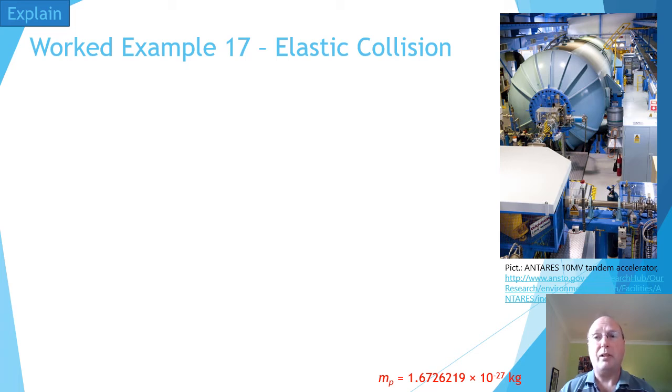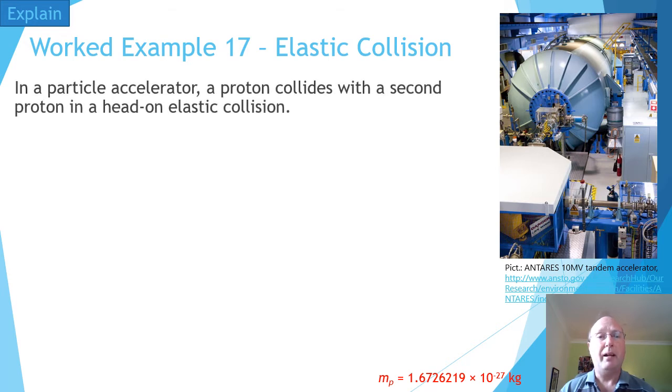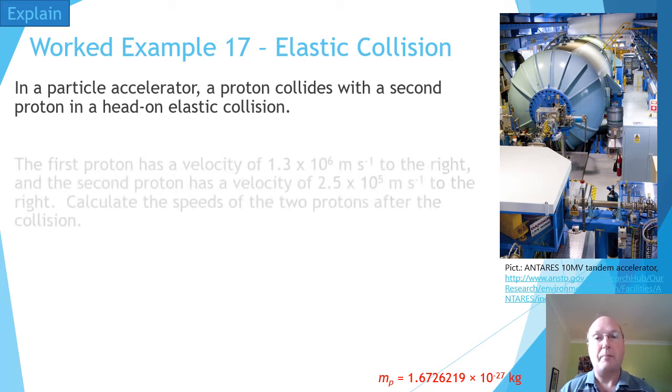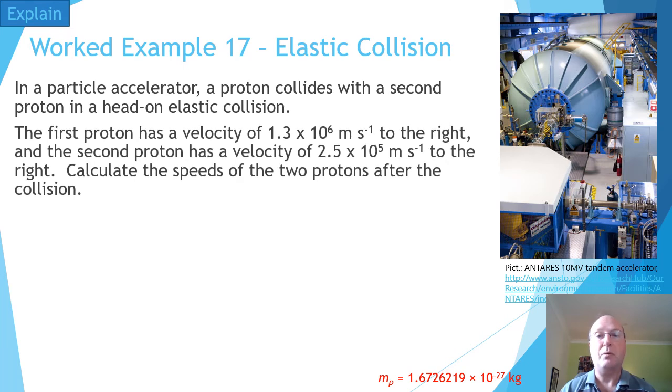In the diagram on the right-hand side, the picture you'll see is Antares, a 10 megavolt tandem accelerator, run by the Australian Nuclear Science and Technology Organisation, ANSTO. So here's the example. In a particle accelerator, a proton collides with a second proton in a head-on elastic collision. The first proton has a velocity of 1.3 times 10 to the 6 meters per second to the right, and the second proton has a velocity of 2.5 times 10 to the 5 meters per second to the right. Calculate the speeds of the two protons after the collision.